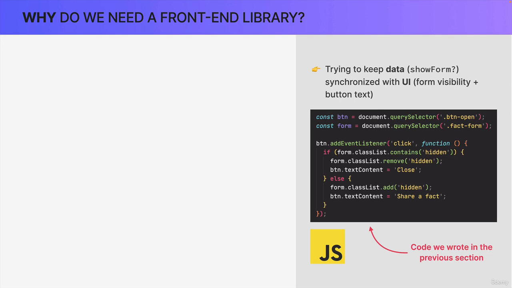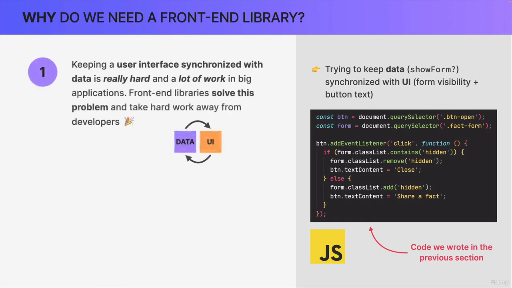So basically, what we were trying to do here with this code was to keep the data of whether the form should be visible or not synchronized with the form visibility and the button text. So that's what I mean when I say keeping data in sync with UI. So it's basically making sure that the user interface always represents the current information, so the current state. So as I mentioned before, keeping the UI synchronized with data is really hard and a lot of work in big applications if we only were to use pure JavaScript.